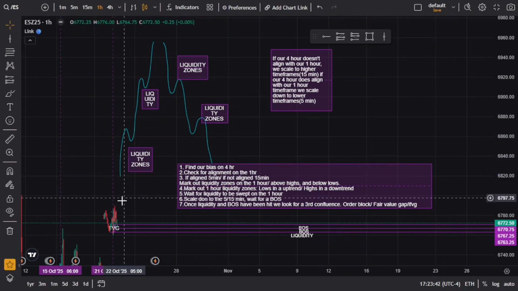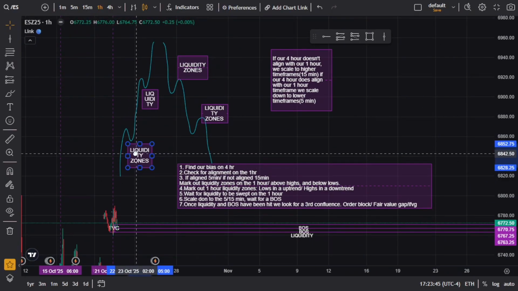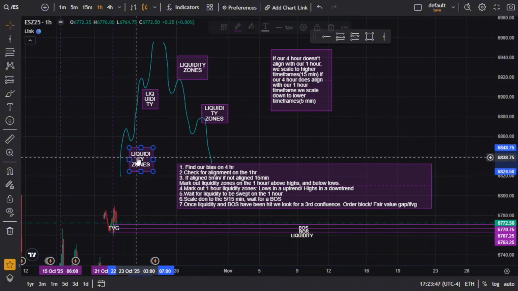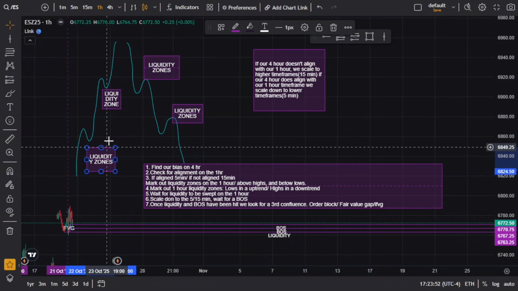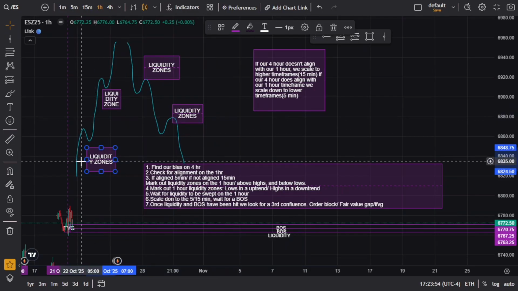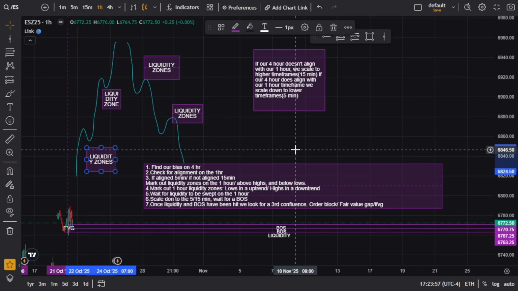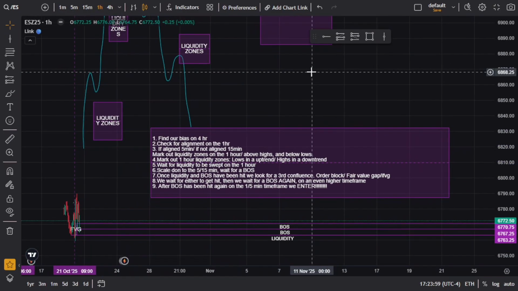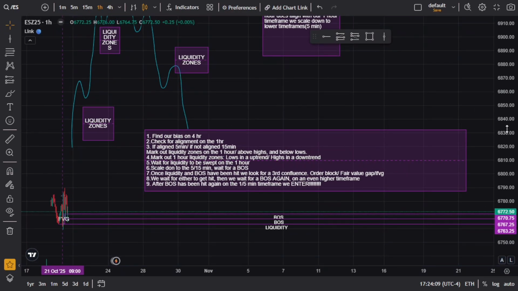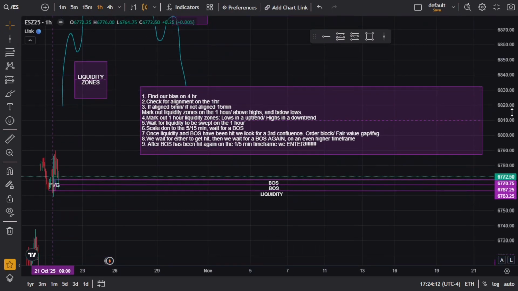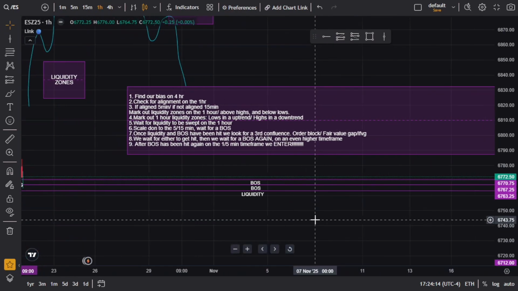But yeah, remember that liquidity zones rest. They're not going to be right here where I'm putting it, but I'm giving you an example of where liquidity is going to be. Liquidity rests below lows and above highs, below lows in an uptrend, and above highs in a downtrend. And we're going to mark that out on the 1 hour time frame. It doesn't matter if the 4 hour and 1 hour bias align or not. We're always going to be in the 1 hour time frame whenever we're marking out liquidity.